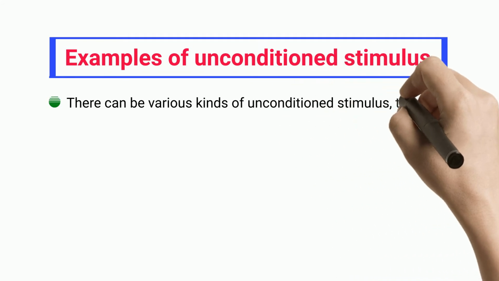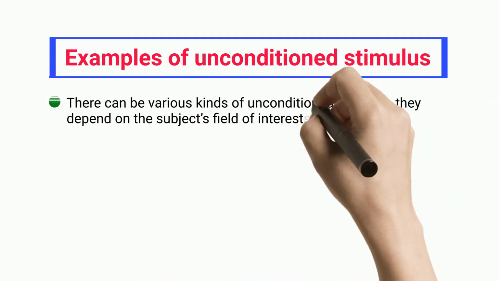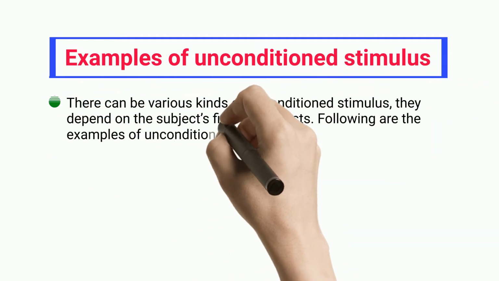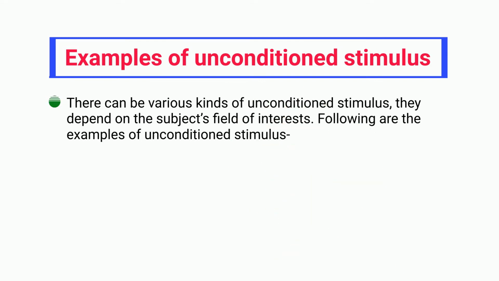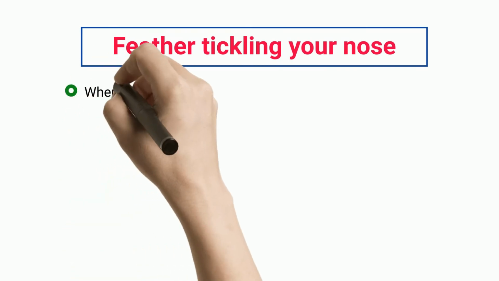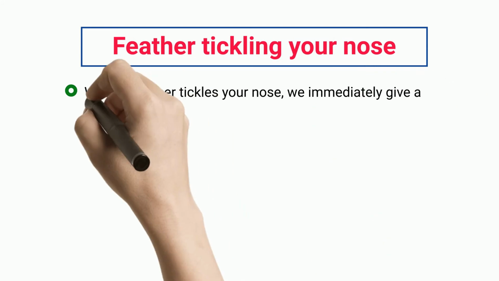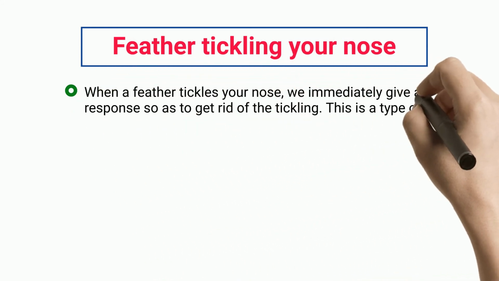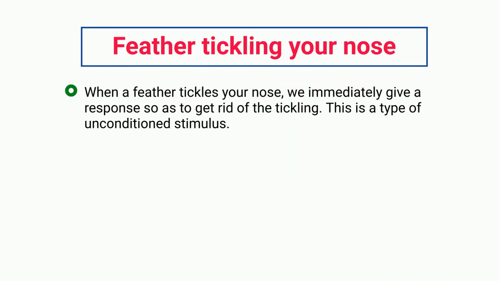Examples of unconditioned stimulus. There can be various kinds of unconditioned stimulus, they depend on the subject's field of interests. Following are the examples of unconditioned stimulus. Feather tickling your nose. When a feather tickles your nose, we immediately give a response so as to get rid of the tickling. This is a type of unconditioned stimulus.